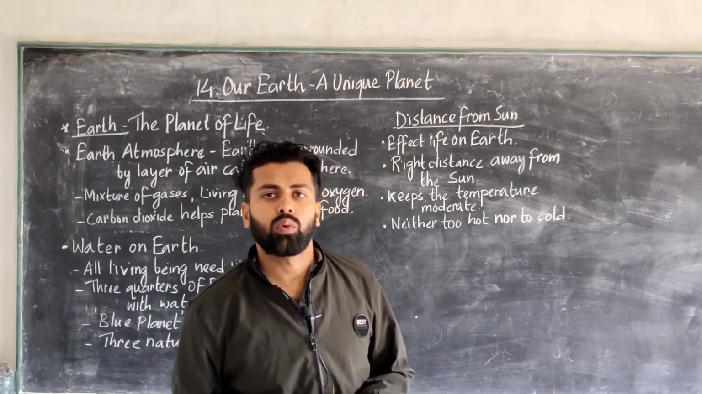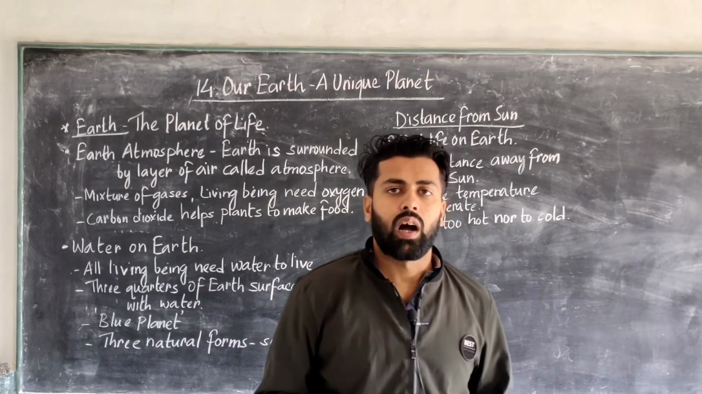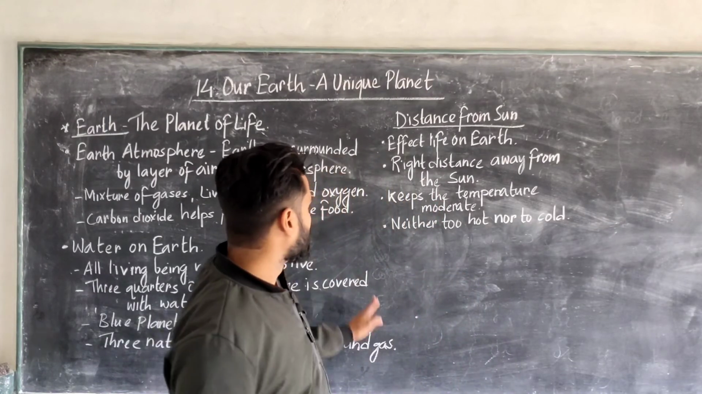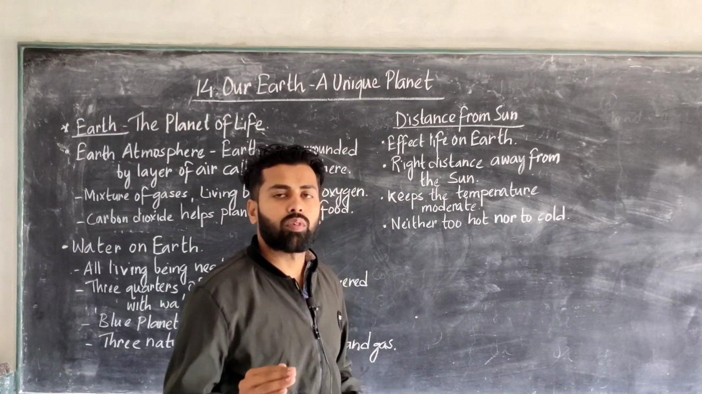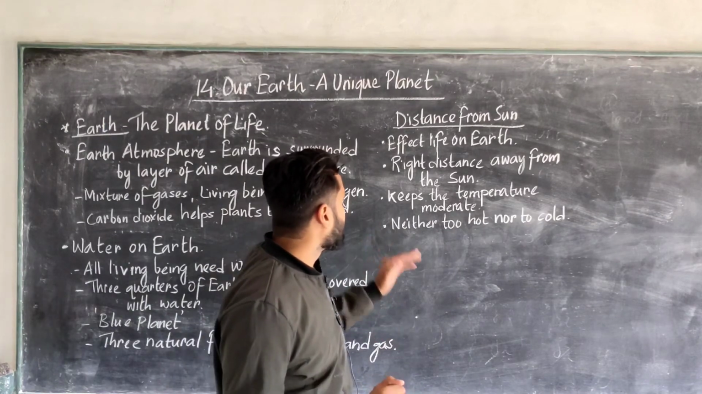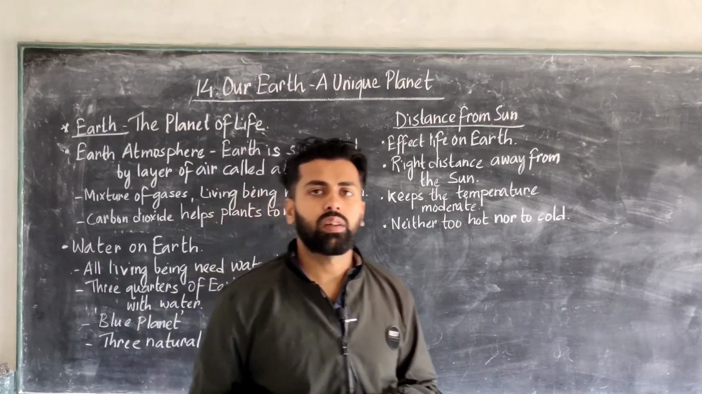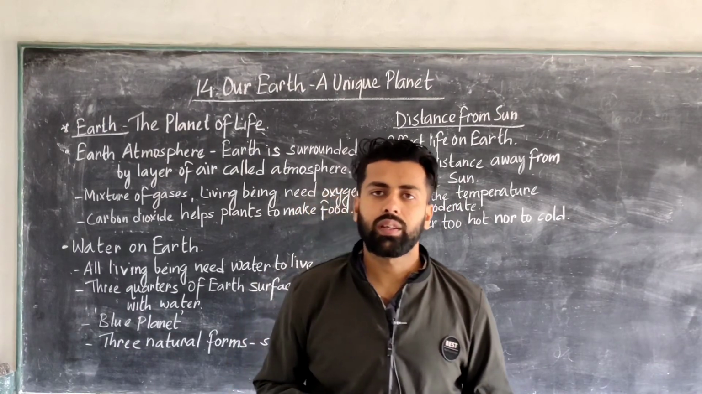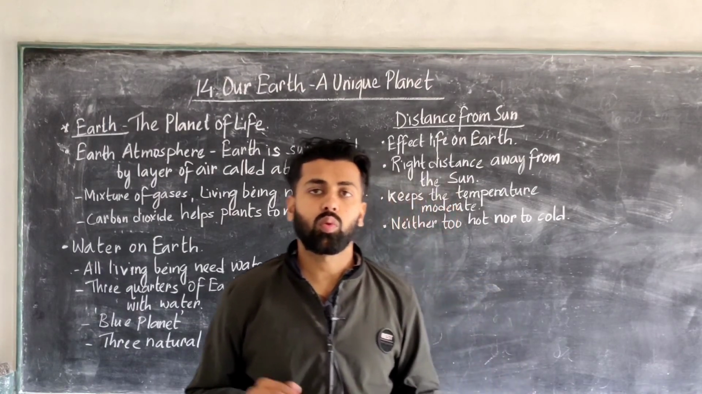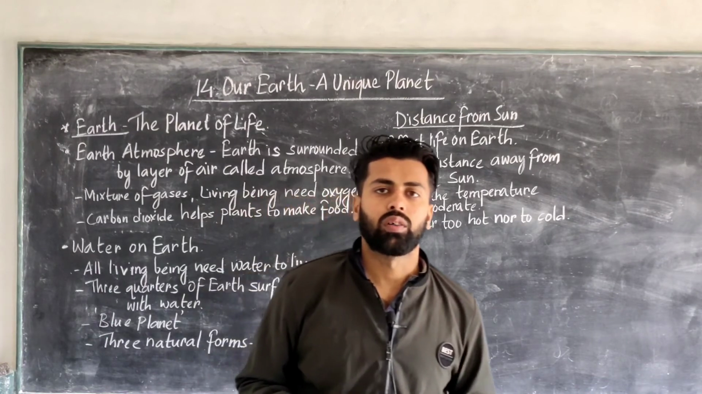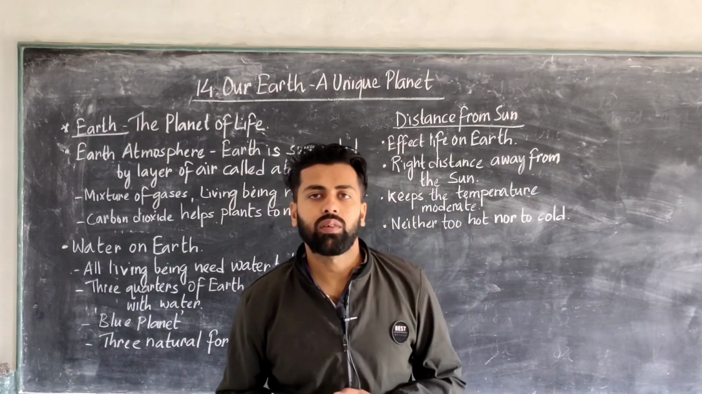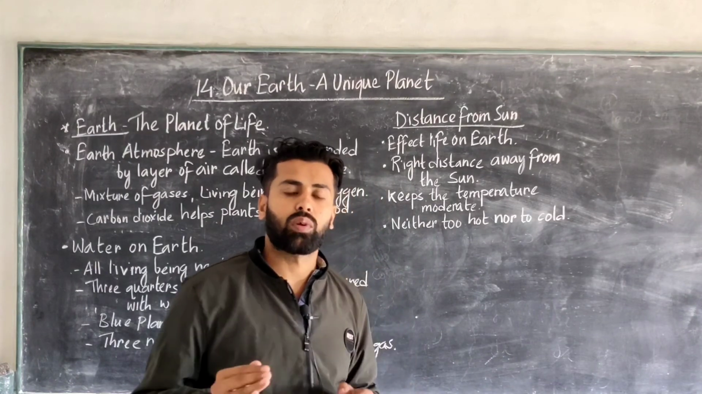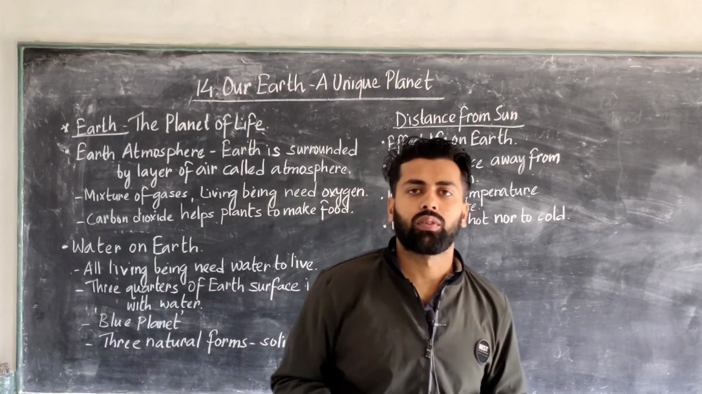As you know in the solar system, this planet Earth is the third planet. So it is at the right distance from the sun, okay? It keeps the temperature moderate. Because of the distance from the sun, the temperature on our planet Earth is moderate. It is neither too cold nor too hot, so that we can live here very comfortably. So this is how, students, the distance from the sun affects life on the earth.